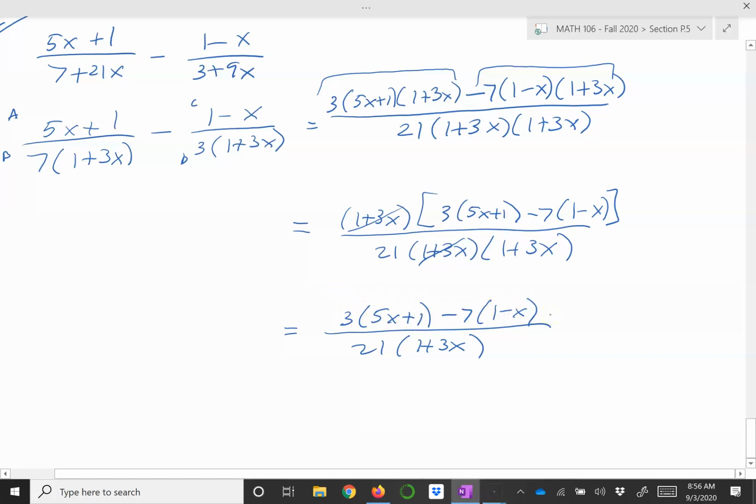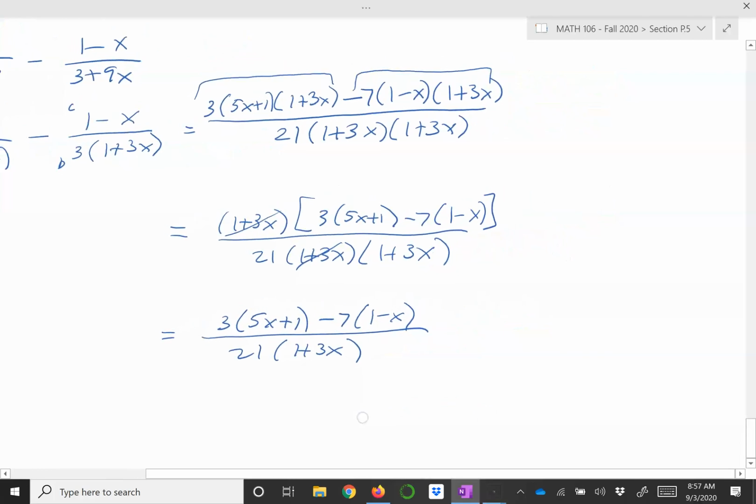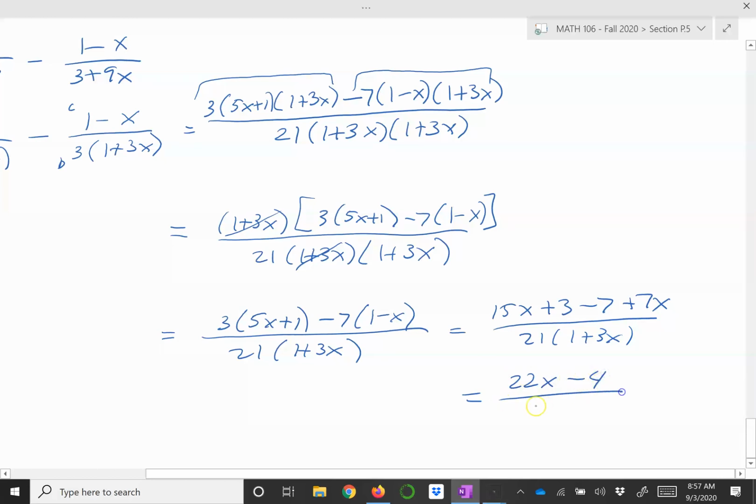Now, if you're one of those people who don't like to see things that you could distribute here, you could go ahead and do that. So you could do, let's see, 15x plus 3 minus 7 plus 7x all over 21 times 1 plus 3x. And then just simplify that numerator. You would get, it looks like, 15 plus 7, so 22x minus 4 over 21 times 1 plus 3x.